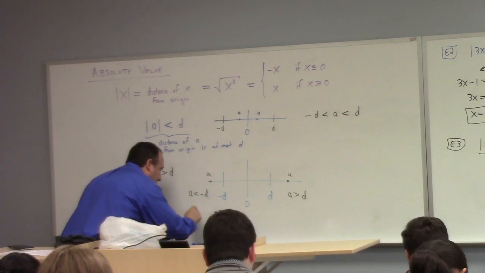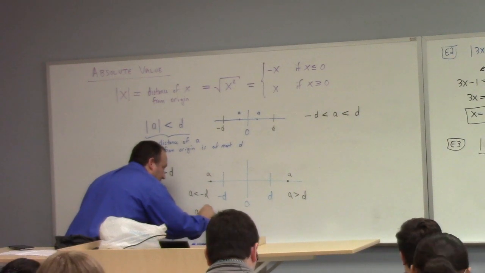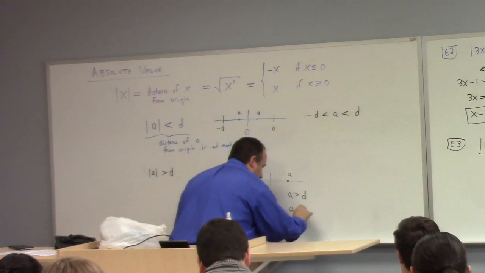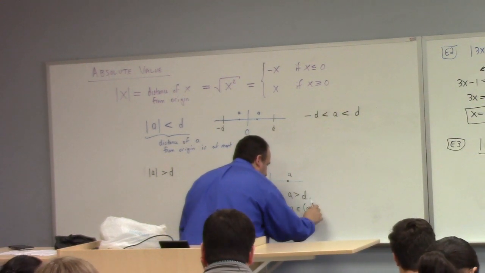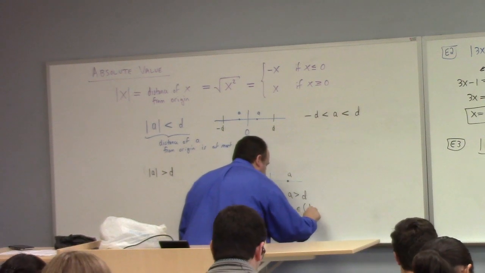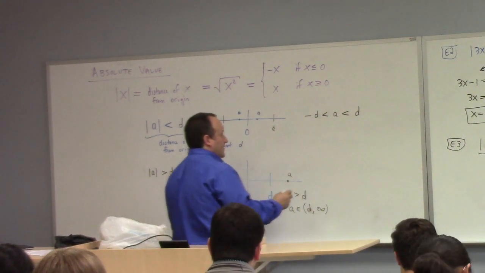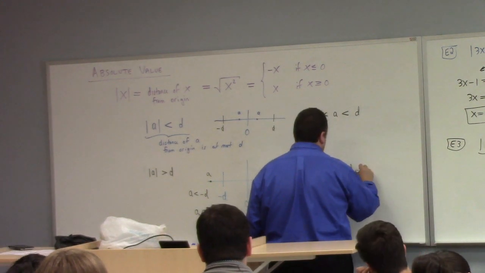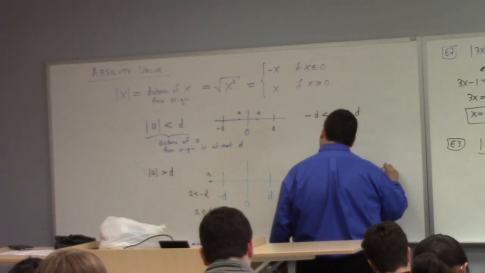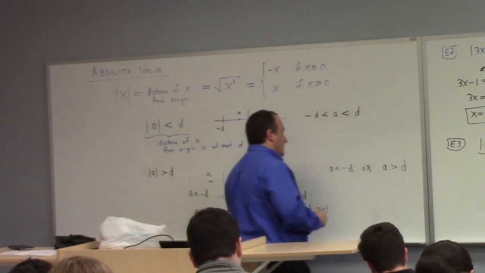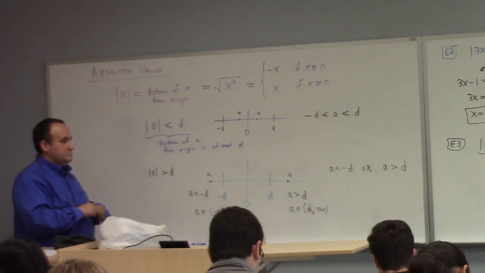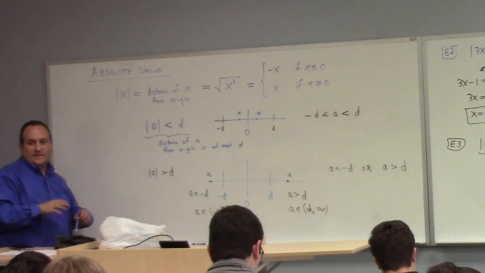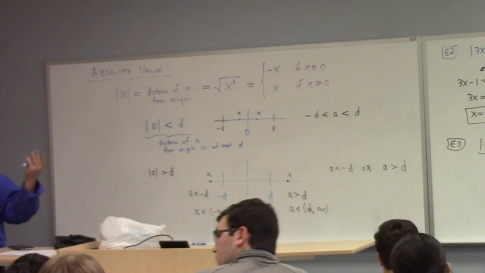So in other words, A is in minus infinity to minus D, or A is an element of D to infinity. Let me rewrite this. So in other words, we either have A is less than minus D, or A is greater than D. Yes, the D that we're using is just representing the delta. It's the positive distance.